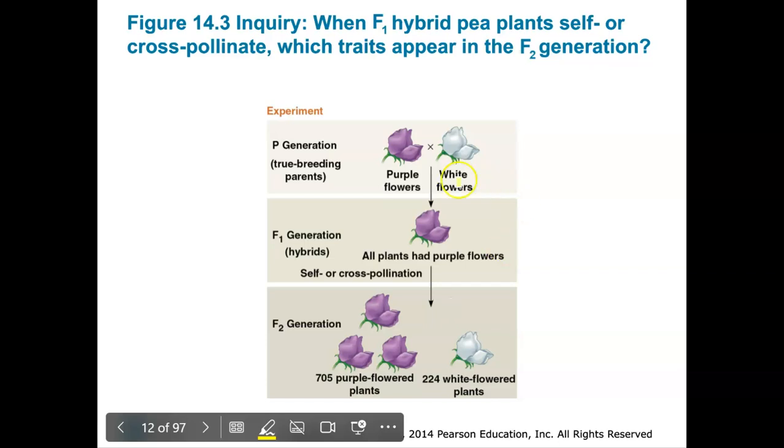When he crossed the P generation, the true breeding purple with the true breeding white, he got all purple flowers in the offspring. So the hybrids were all purple. When he crossed them, he got 75% purple and 25% white. So what that tells us is that the white flower trait is hidden in the purple flowered offspring, but they must be carriers of the white flower trait, or else they couldn't produce offspring that have white flowers.